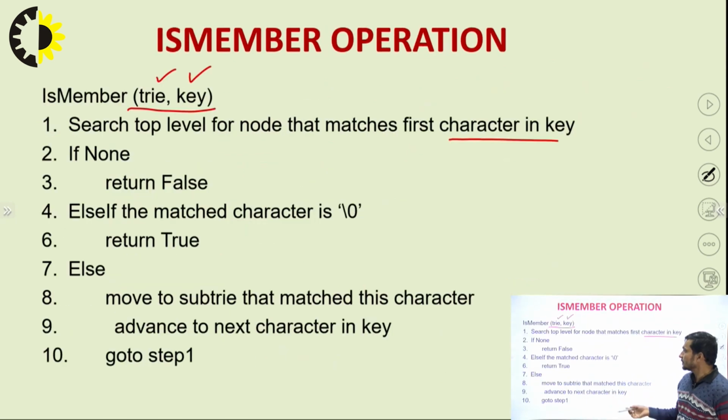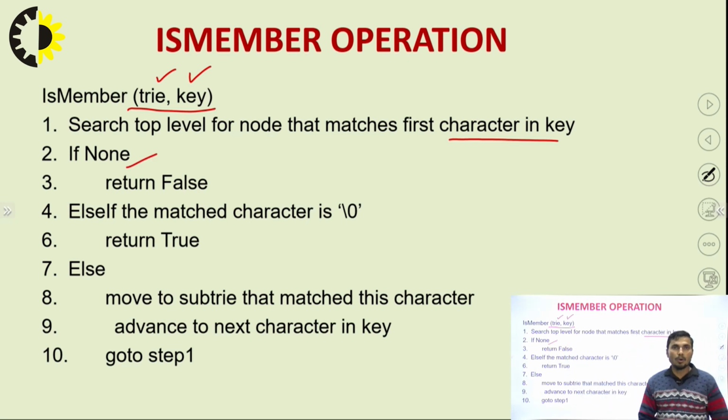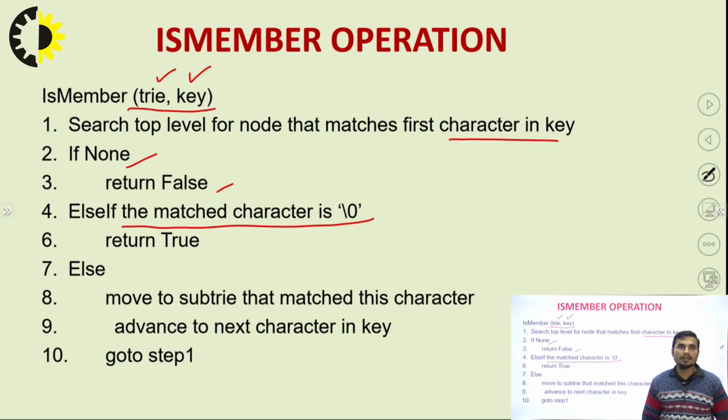Now after that, if there is no such character available at the top level which matches the first character of the key, then we simply return false. And if the matched character is the null character, that means we have found the string in that particular trie and we will return true.